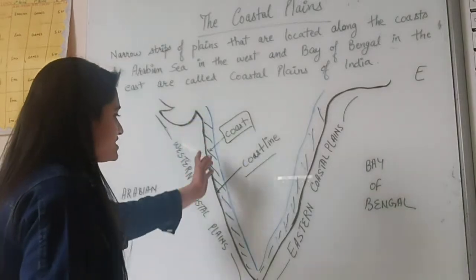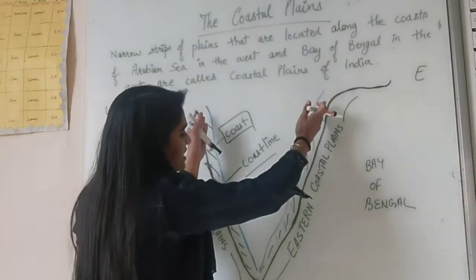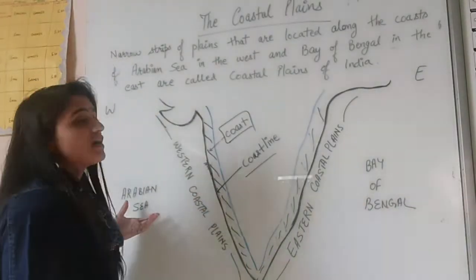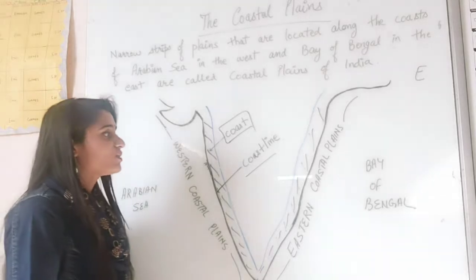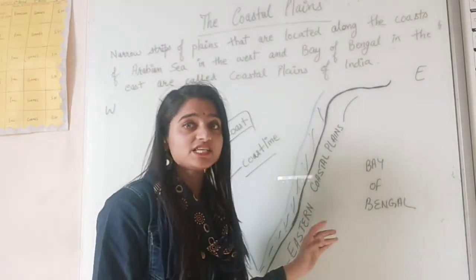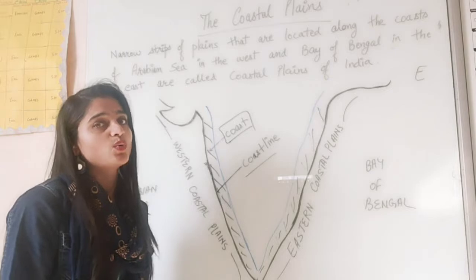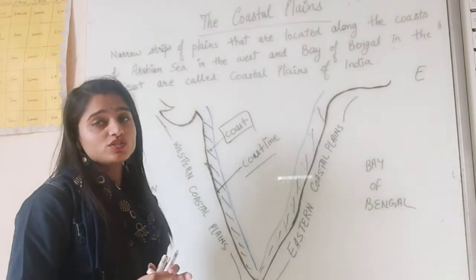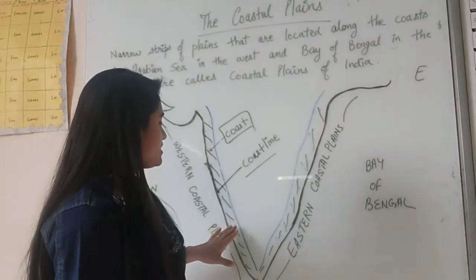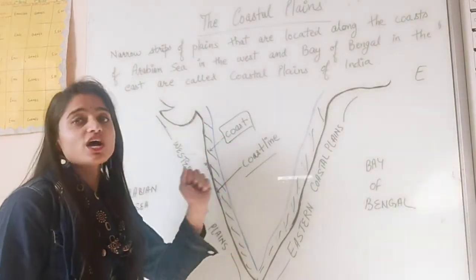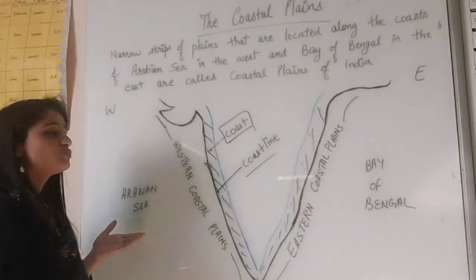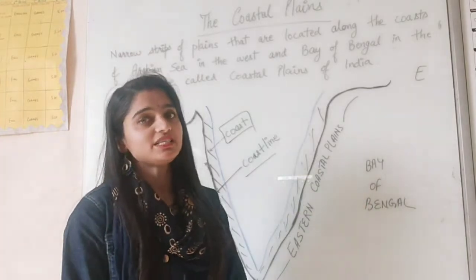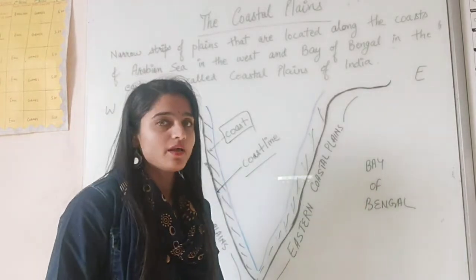Now, as you can see, these narrow strips of land that are located along the coast of the Arabian Sea in the west and the coast of the Bay of Bengal in the east are known as coastal plains, the Indian coastal plains. So, what are the coastal plains? The narrow strips of land which are located near the coast of the Arabian Sea and the Bay of Bengal are known as coastal plains.